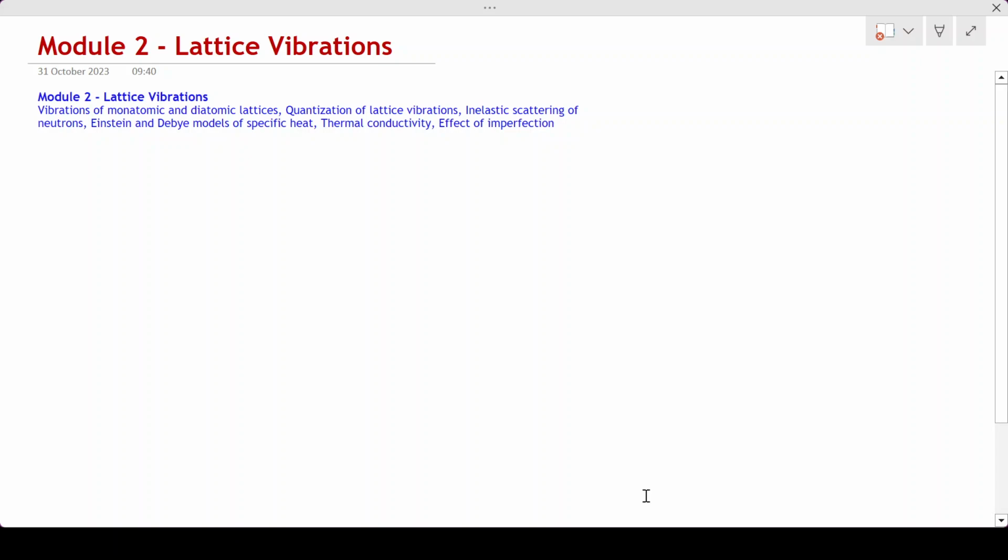Good morning to all. Today we will be discussing module 2, that is on lattice vibration. In the lattice vibration module, we mainly discuss vibration of monoatomic and diatomic lattices and quantization of lattice vibration, inelastic scattering of neutrons, and Einstein and Debye model of specific heat, then thermal conductivity, and we'll also discuss the effect of imperfection towards lattice vibration of a molecule.